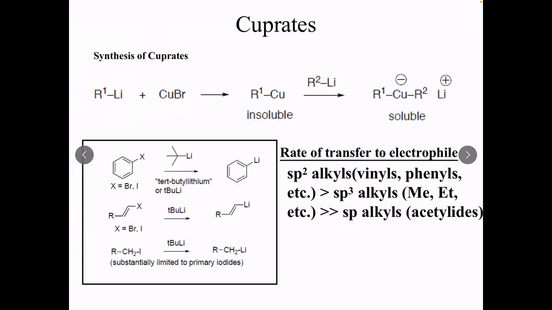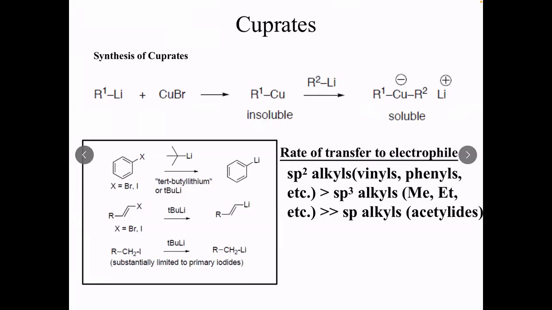So here's how cuprates are built up. You can use copper bromide, copper iodide. If you add one equivalent of the copper organometallic species, and that R group can be alkyl, aryl, or vinyl, it doesn't matter. Then you add another equivalent of your organolithium, and this cuprate is soluble, right? So you have two groups attached to it, but only one gets transferred. And then your rate of transfer is shown down here, right?